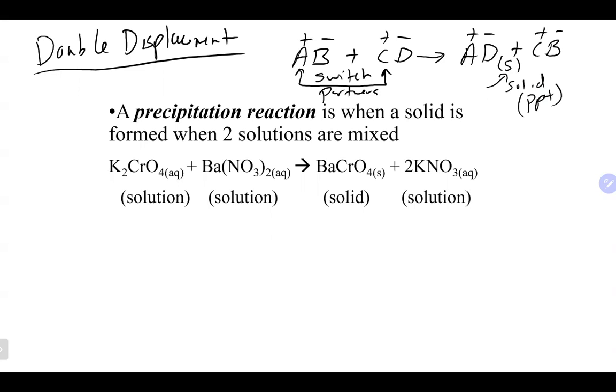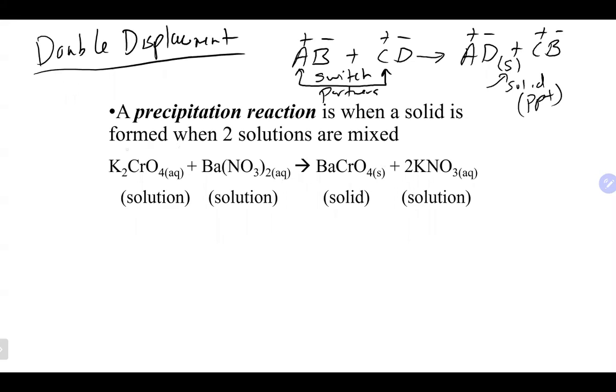The solid does not have to be a rock hard solid. When you make a precipitate, it can be just cloudiness, some stuff floating there that wasn't there before. Sometimes people think the solid has to be rock hard at the bottom. And that's what we see here.